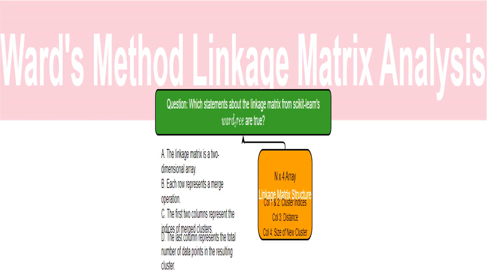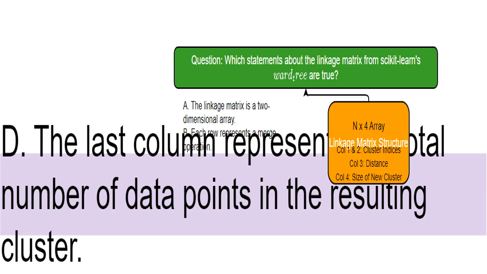I'm going to explain how Ward's method creates a linkage matrix for hierarchical clustering. It's a really useful tool for understanding how groups are formed during the process. The linkage matrix is a 2-dimensional array, always having 4 columns. The number of rows, n, equals 1 less than the number of data points you start with, because each row represents a merging step that reduces the number of clusters by 1.